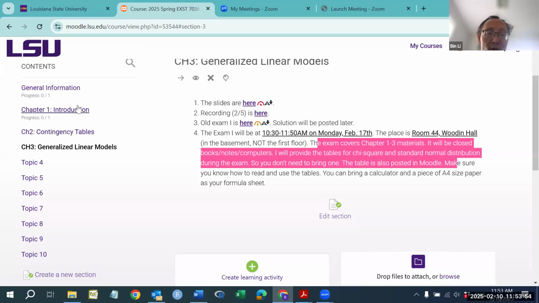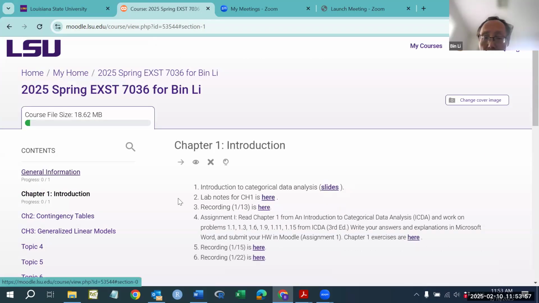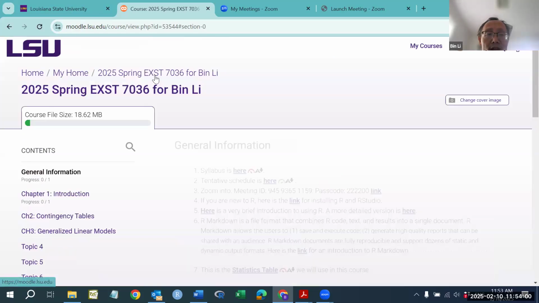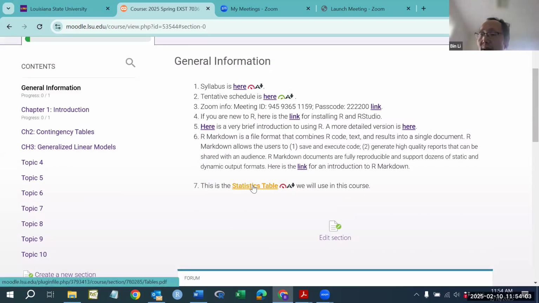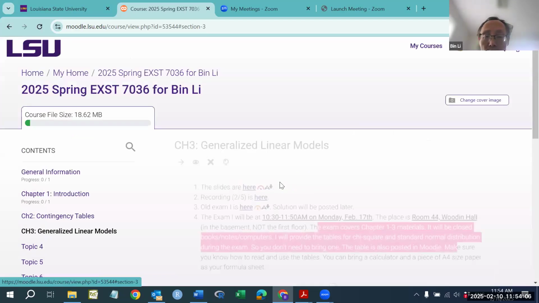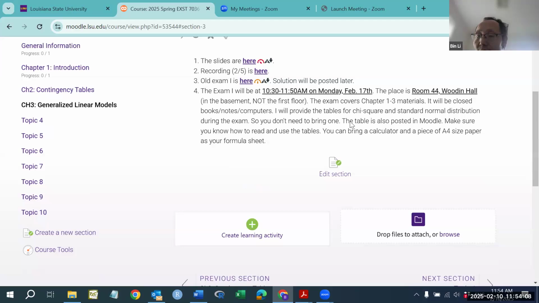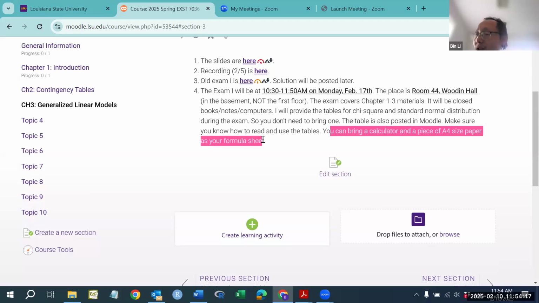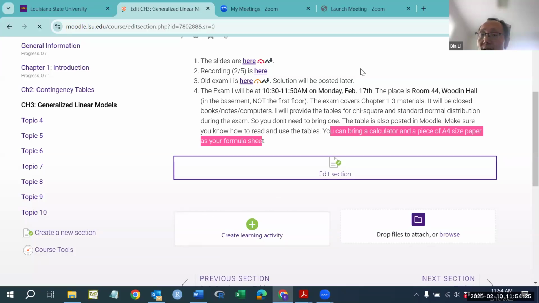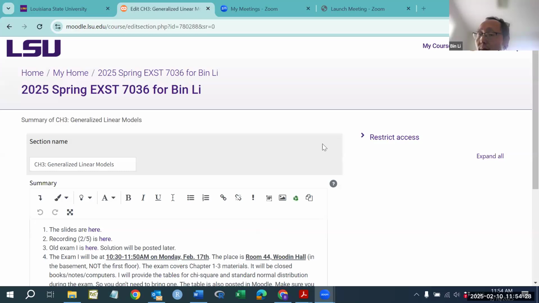The tables are already included in the general information here, where you have the statistics tables. So I will use these tables. You can bring a calculator and a piece of A4 size paper as your formula sheet. You can write on both sides. Okay. Any questions? Okay. So if you don't have any questions, let's stop here.